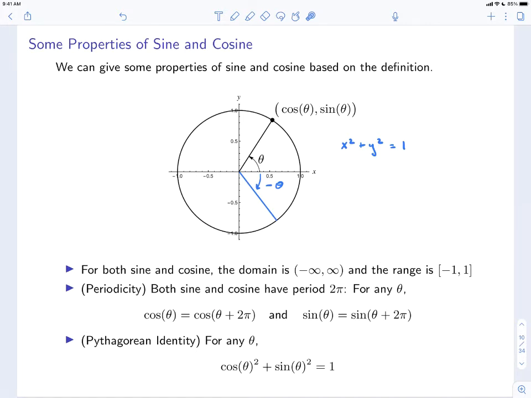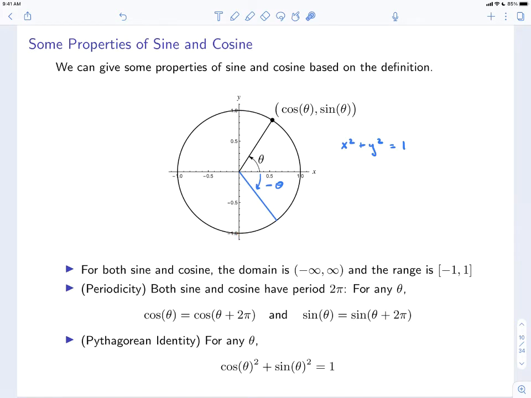What about the range? Well, the range is between -1 and 1 for both of them, because those are the extreme values for x and y. If you look at the x-axis, the x-intercepts are at 1 and -1. Same for the y-axis. The maximum y value is 1 and the minimum y value is -1.